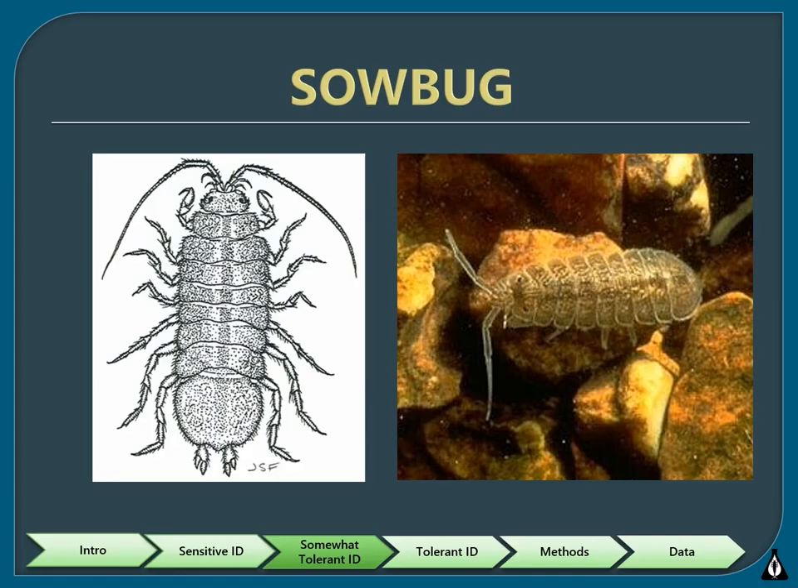It is a crustacean similar to the crayfish. It is easy to identify because it resembles its terrestrial cousin, the roly-poly or pillbug. The sowbug has several pairs of legs and appears flattened horizontally.